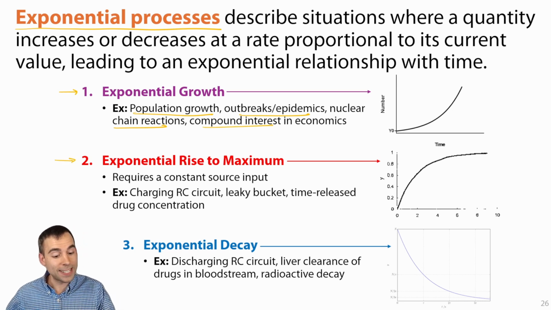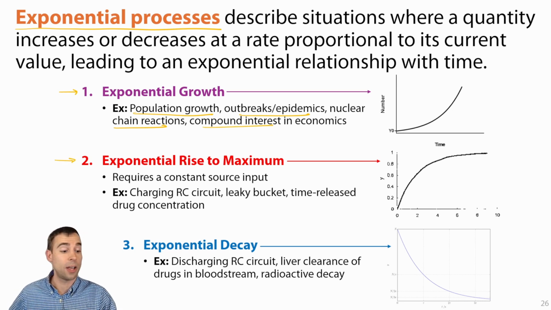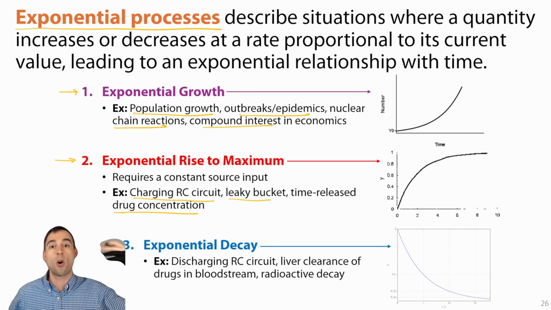Another type of exponential process is exponential rise to a maximum value. Here you'll see that this is a little bit like exponential growth. It is increasing the amount of quantity that we're measuring in whichever system this is, but it slowly decreases the rate of change as time goes on, whereas with exponential growth, it has a runaway growth pattern that never decreases its growth rate. This is the example of what we see for a charging RC circuit, or perhaps a bucket that has a hole in the bottom and we're trying to fill it up, or how drugs are released in our human body and how the concentration of those drugs builds up over time as our body can process them.